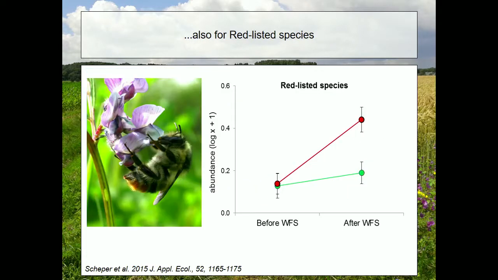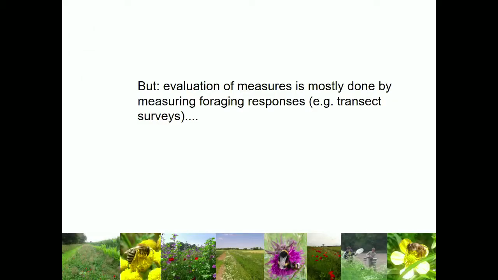And they even result in more red-listed species. And it's a common critique that agro-environment schemes only benefit common widespread species. So, really great, good news, or not? Because the evaluation of these measures is mostly done by carrying out transect surveys. So you're catching, counting bees, and you're actually measuring foraging responses.